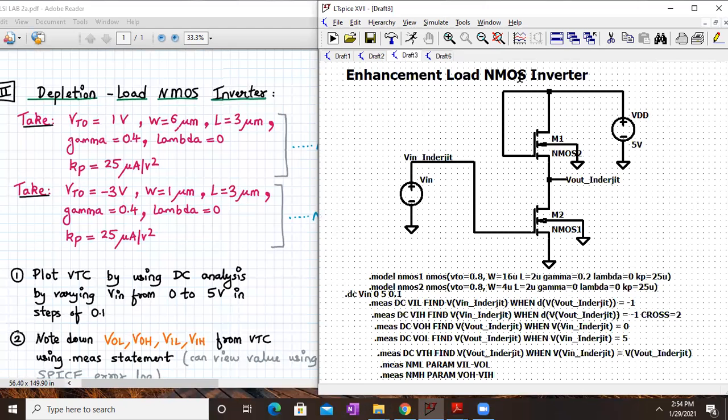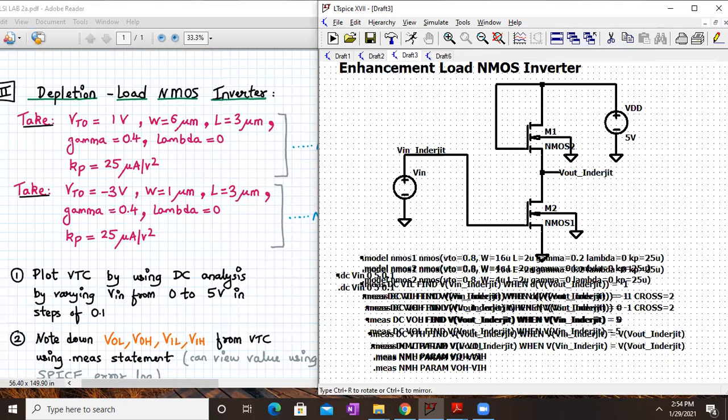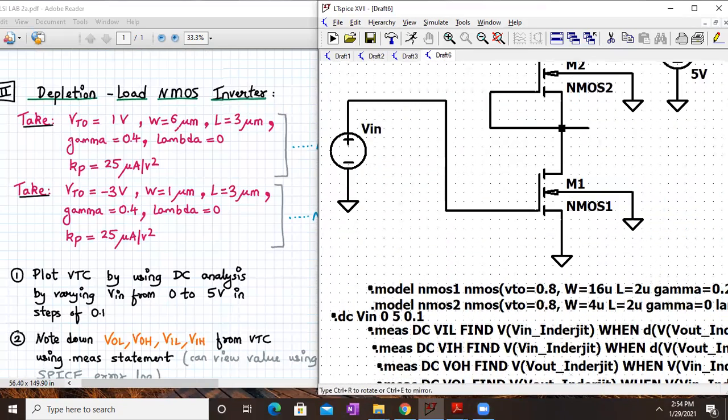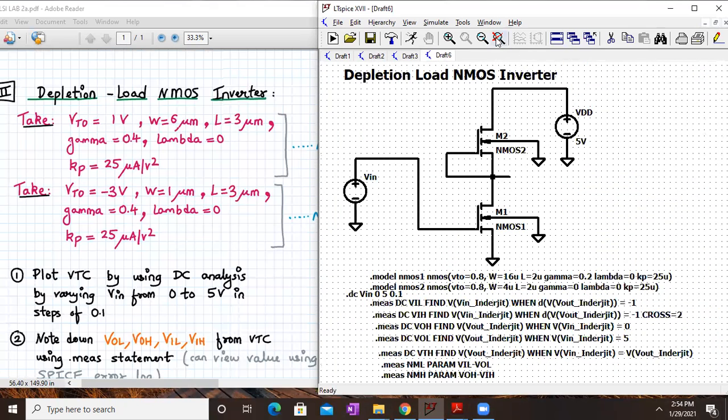So let me copy all the statements, because all of the statements will be required in that also. So let's quickly copy them and then we can modify them. Fine. Here it is. So NMOS 1 is my driver. NMOS 1 driver, let's say its value is 1 volt over here.